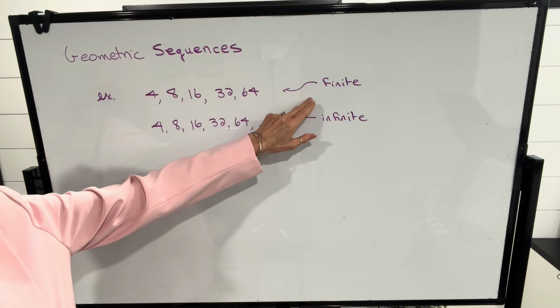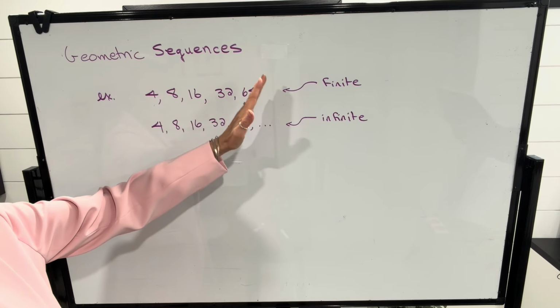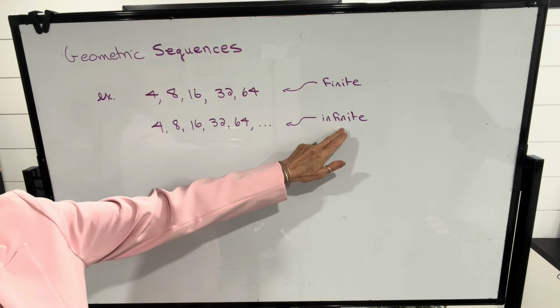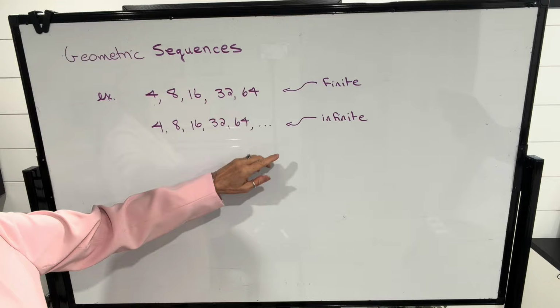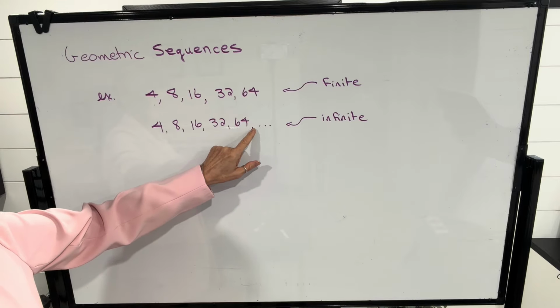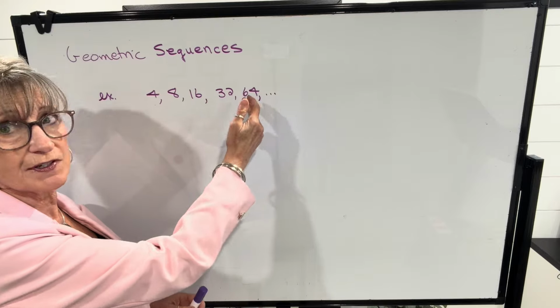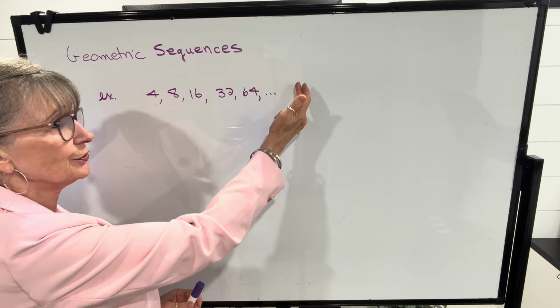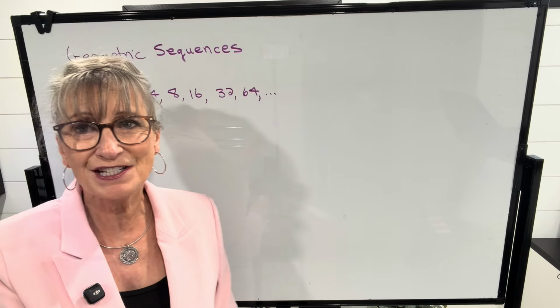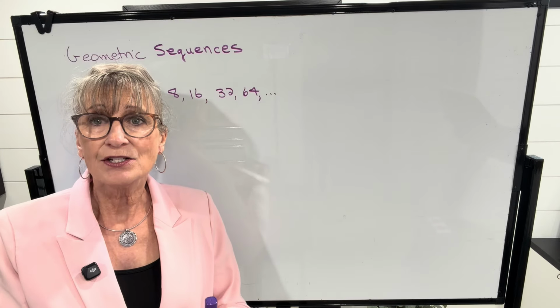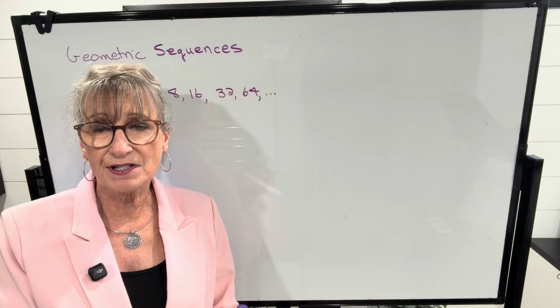Sequences can be finite, which means they have a set number of terms in the sequence, or they can be infinite. And this notation indicates that it's infinite, the comma and 3 dots. If I want to find other terms in the sequence, I just continue multiplying by 2. However, that can be very tedious and time-consuming. What I want to do is introduce a formula to find any term in a geometric sequence.